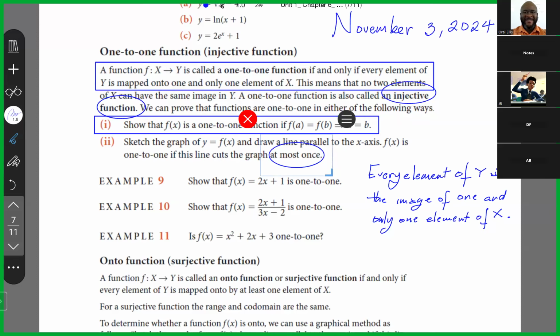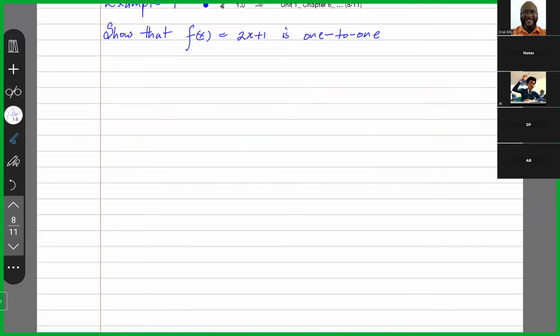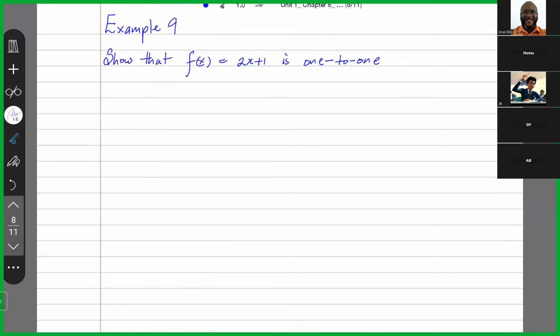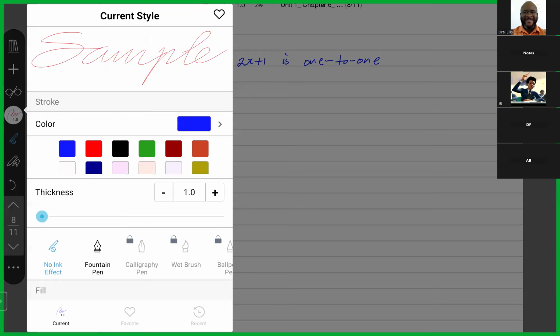All right, so let us see what I've just said in action by looking at example 9. Example 9 says, show that f of x is equal to 2x plus 1 is one-to-one, or is an injective function. So example 9, again, show that f of x is equal to 2x plus 1 is a one-to-one function. Now, this is approach 1.